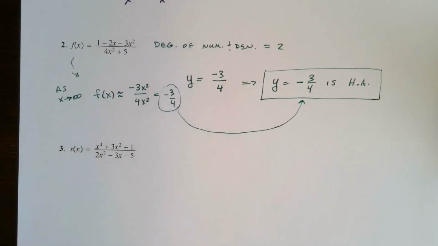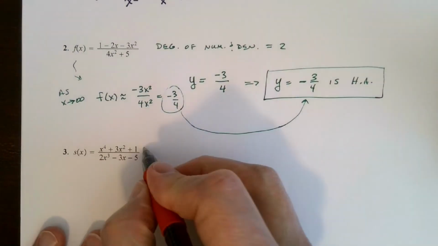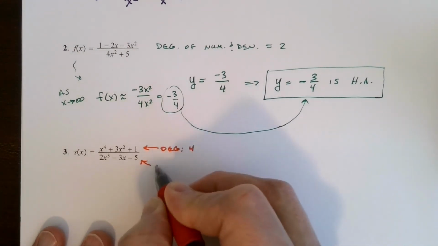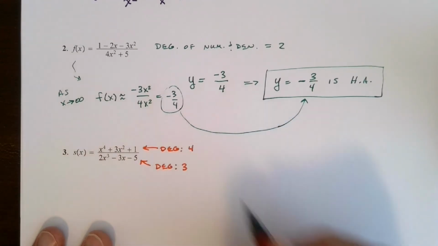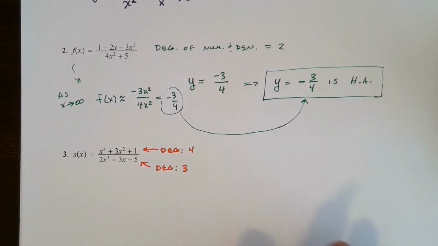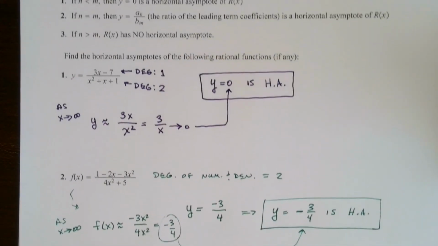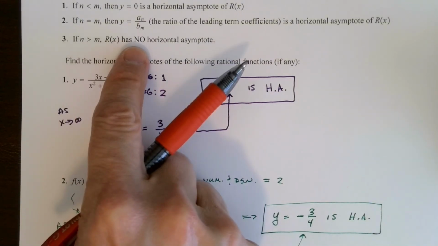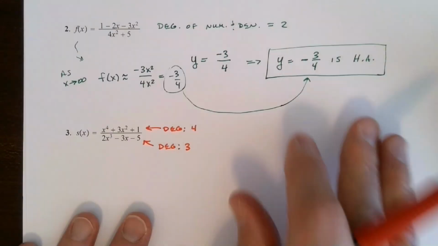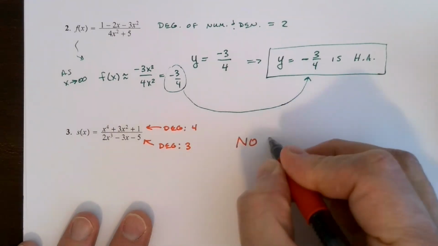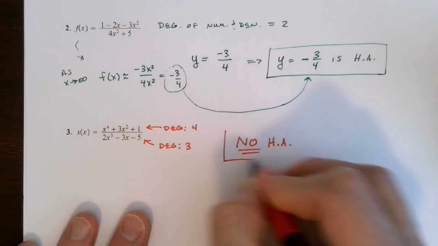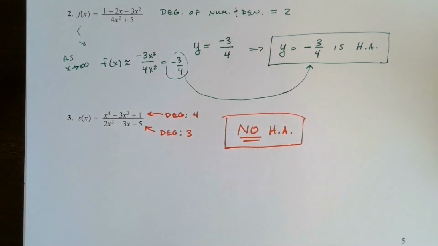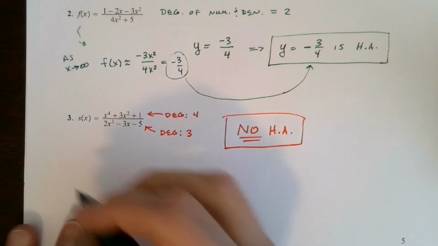Last case, the degree of the top is what? 4. The degree of the bottom, 3. Now the degree of the top is larger than the bottom. What's that tell us from our list? If n, the degree of the top, is greater than m, the degree of the bottom, there's no horizontal asymptote. Turns out in this case there's something called a slant asymptote, as I've mentioned, but we're not going to worry about that.